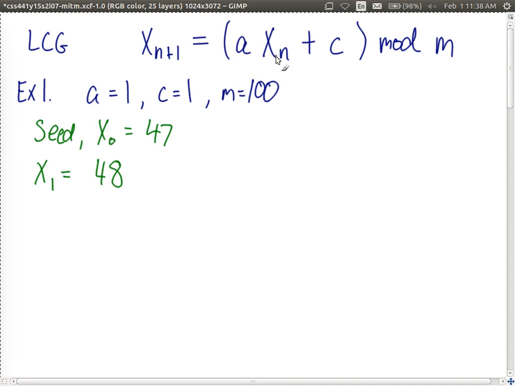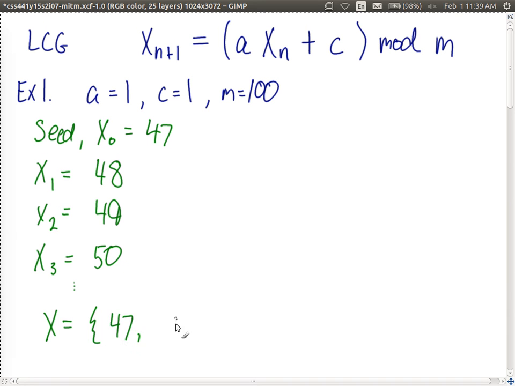Simply 1 times the previous value, 47, plus 1, mod 100. x2, what's x2? 49. You can see the pattern, I think, we're just incrementing by 1. We started at 47, that was x0, so if we write x as the sequence: 47, 48, 49, keeps going. What's the highest number? 99. And then what?